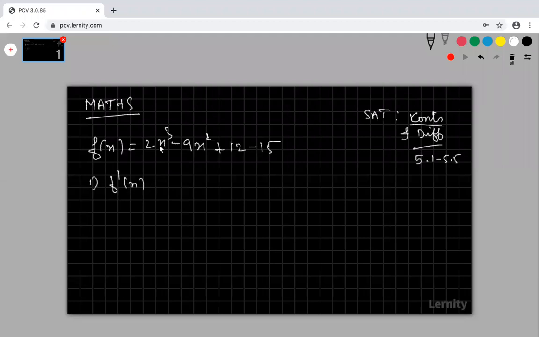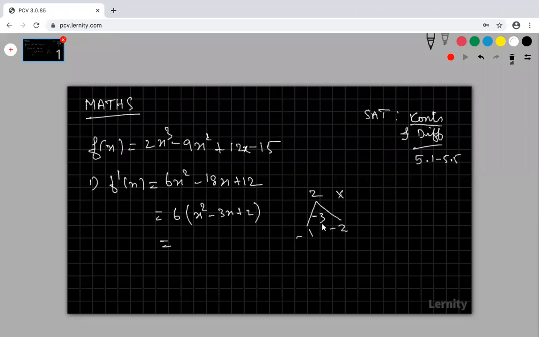Find the f dash of x. What is my f dash of x? This is 6x square minus 18x plus 12. Okay, and factorize this. Take 6 common: this is x square minus 3x plus 2. How to factorize this? We need two numbers whose product is 2 and sum is minus 3. So I can take minus 1 into minus 2, which gives plus 2, and when adding, it gives minus 3. Therefore, this can be written as x minus 1 into x minus 2.